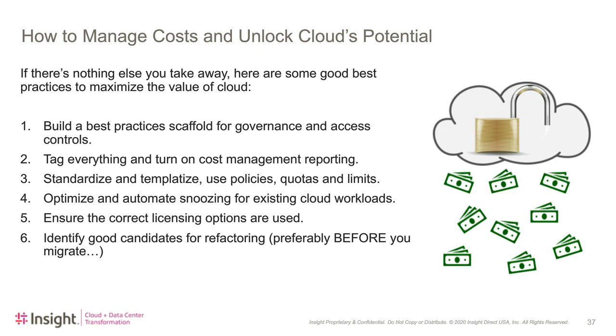Do the optimization and automation. It makes sense. Turn stuff off when you're not using it. Make sure you're using the best licensing options available. If you have, especially, Microsoft Windows licenses, you could have a significant discount off of your cloud spend just by making sure you check one box when you're turning on a new VM.